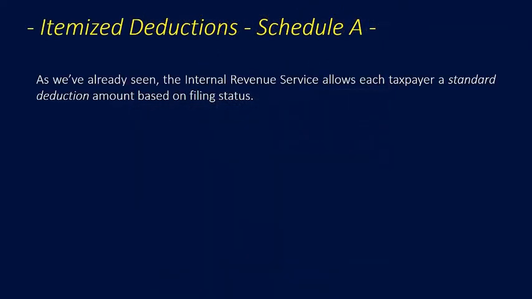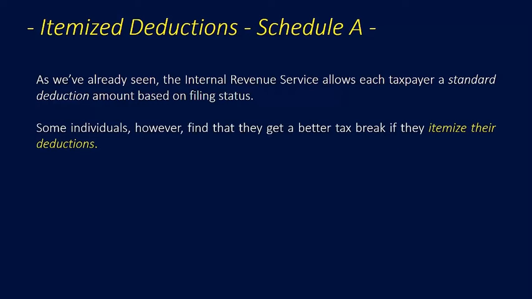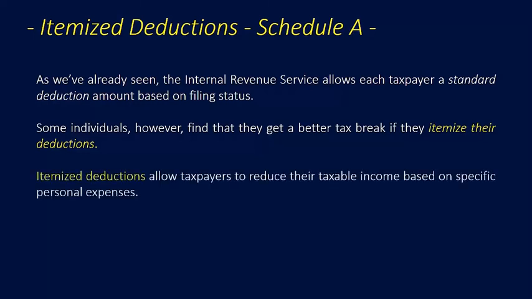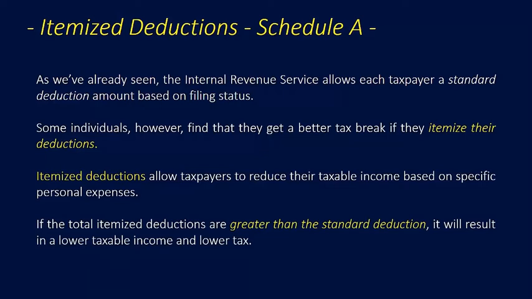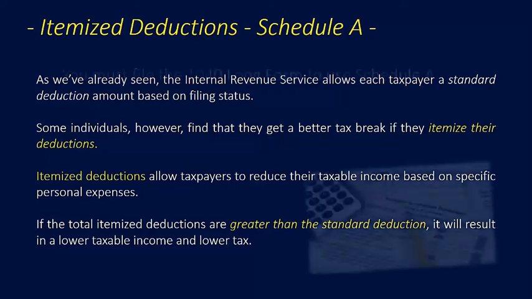Now, as we've already seen, the Internal Revenue Service allows each taxpayer a standard deduction amount that's based on the taxpayer's filing status. Some individuals, however, find that they can get a better tax break if they itemize their deductions. Itemized deductions allow taxpayers to reduce their taxable income based on certain specific personal expenses. If the total itemized deductions are greater than the amount of the standard deduction, then this will result in a lower taxable income and consequently lower tax.